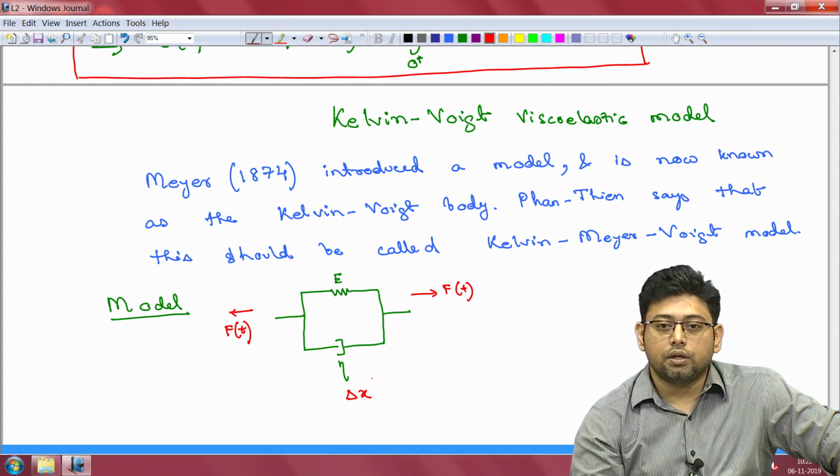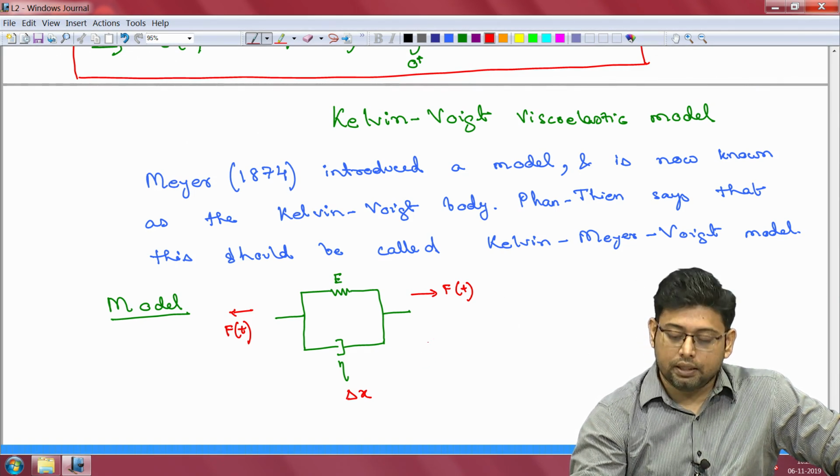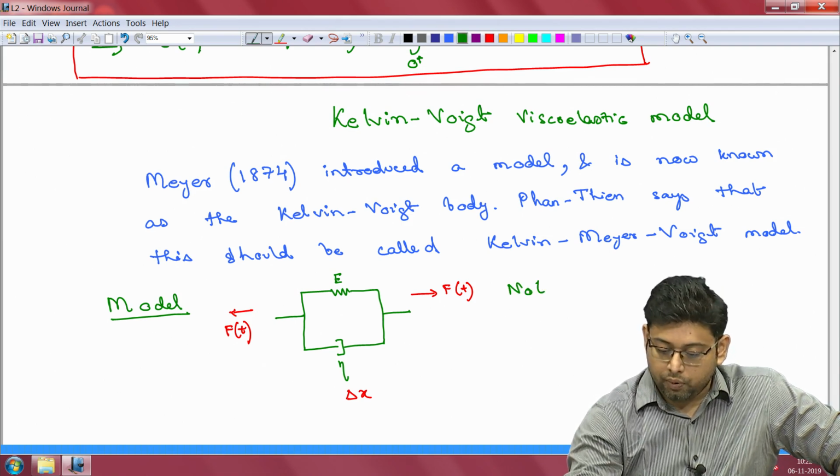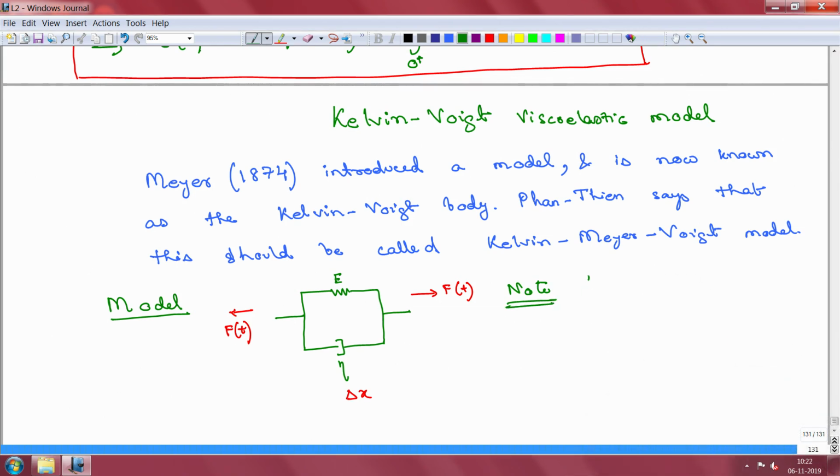And that is how we have been dealing with this. We have been applying force balance. Once again, let us remind ourselves that these two are massless. Okay? That is a very important point, so we will make a note of it. Note: spring and dashpot are both massless.